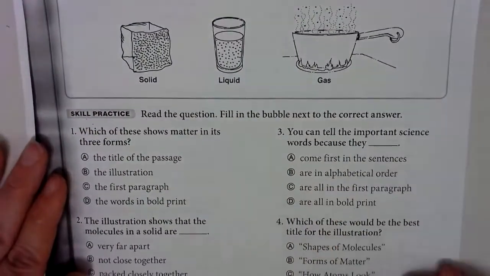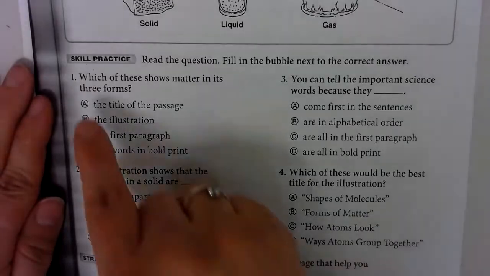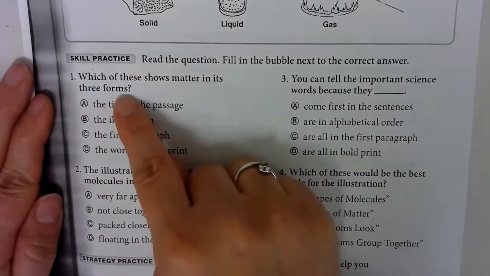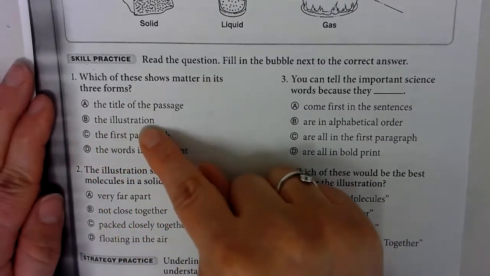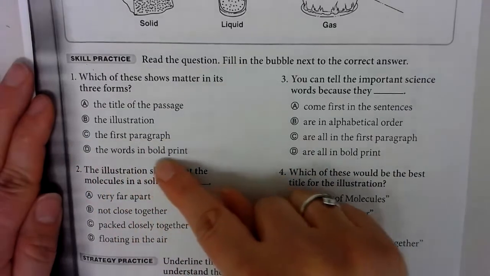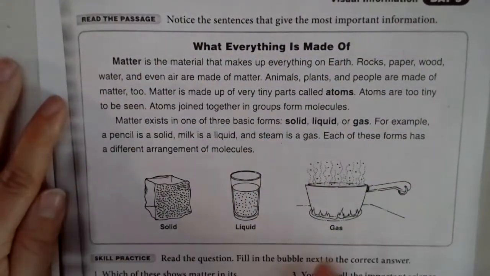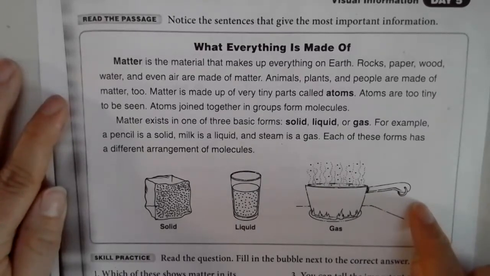Now for the skills practice, read the question, fill in the bubble next to the correct answer. Which of these shows matter in its three forms? A, the title of the passage, B, the illustration, C, the first paragraph, D, the words in bold print. Look back at the passage and find which shows matter in its three forms. Pause the video if you need more time.